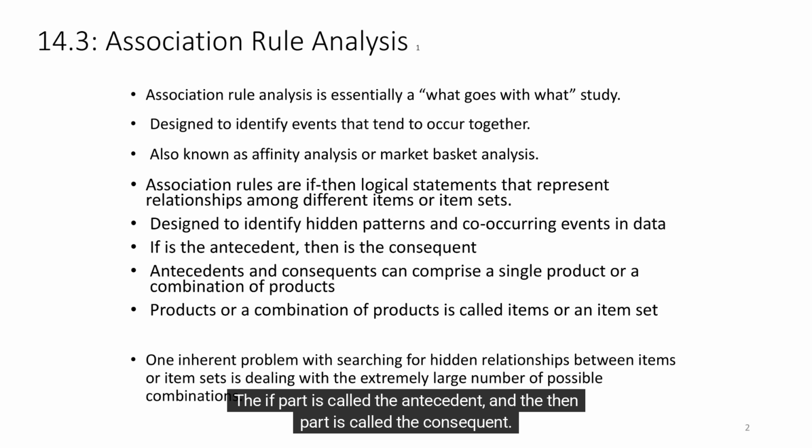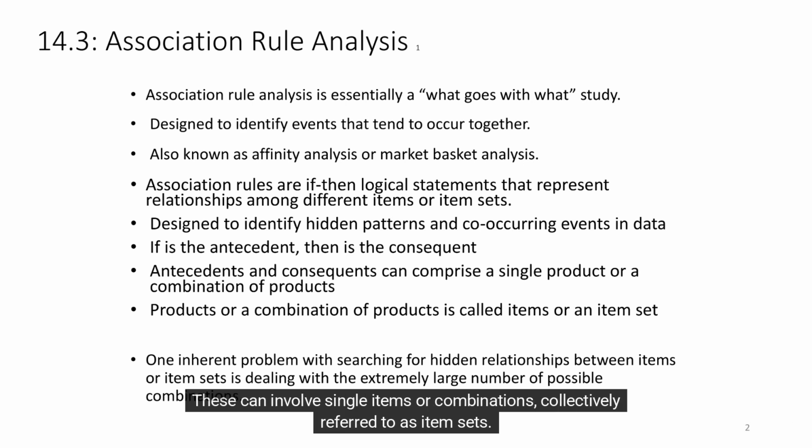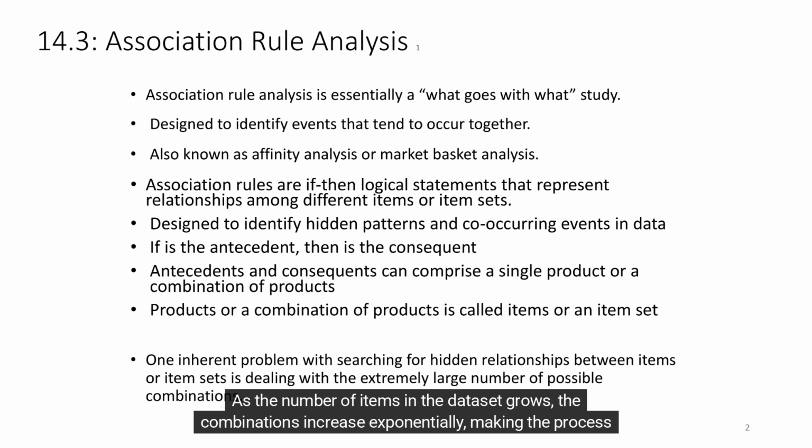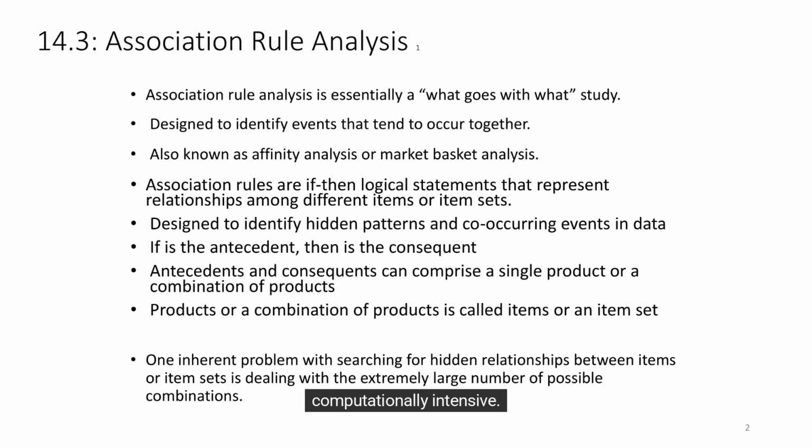The if part is called the antecedent, and the then part is called the consequent. These can involve single items or combinations, collectively referred to as item sets. One challenge in association rule analysis is the sheer number of potential combinations. As the number of items in the dataset grows, the combinations increase exponentially, making the process computationally intensive.